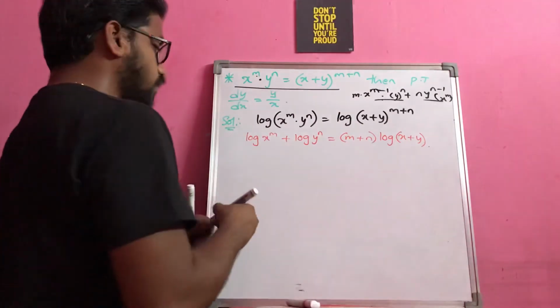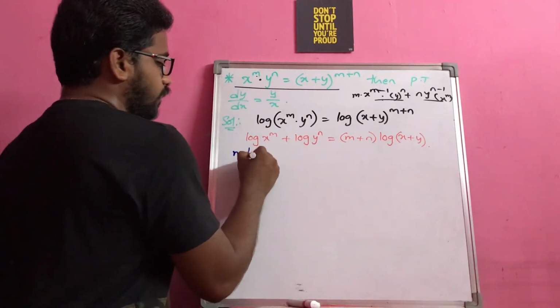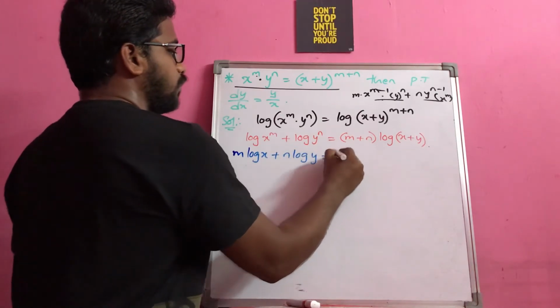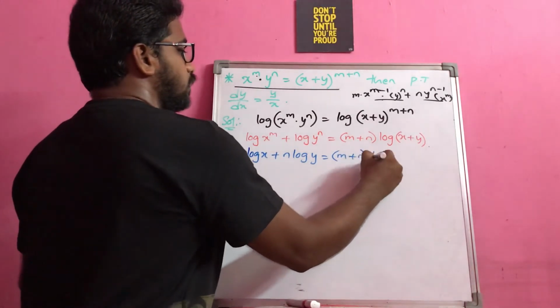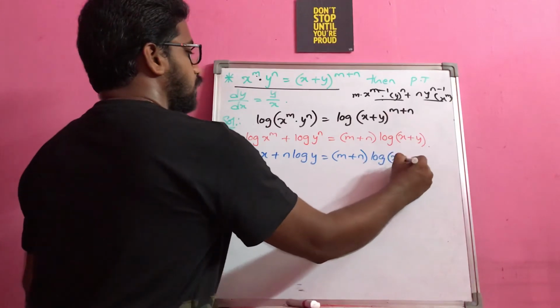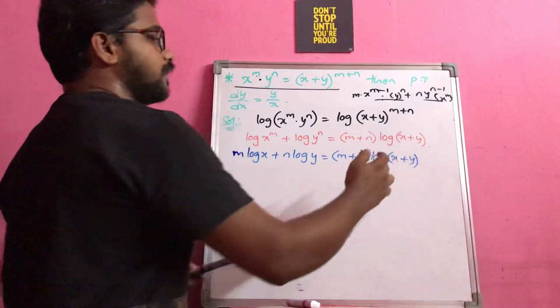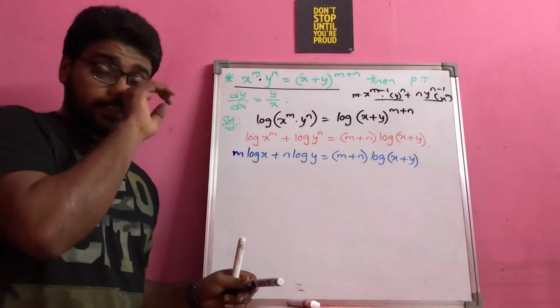And also here in the next step, m can come from here, this will become m log x plus n log y is equal to m plus n into log of x plus y. The common mistake students make is, after coming here, in the next step they are tempted to write it as log x plus log y.